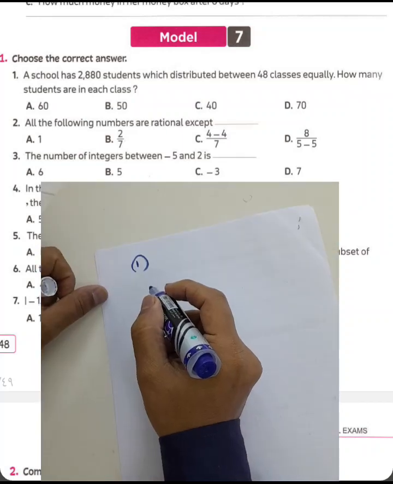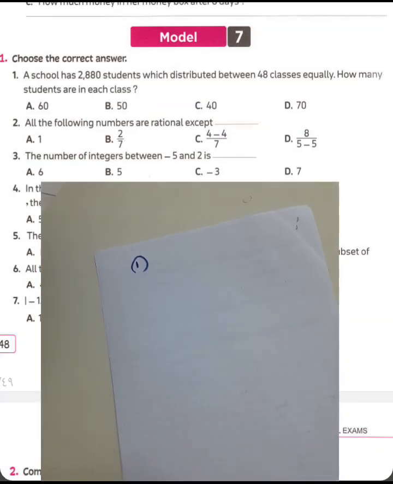Question number 1. A school has 2,880 students, which are distributed equally between 48 classes. How many students are in each class? We can find the number of students in each class by using long division.